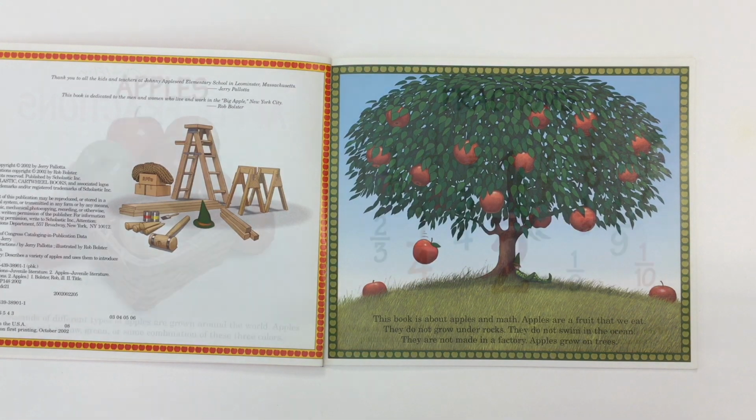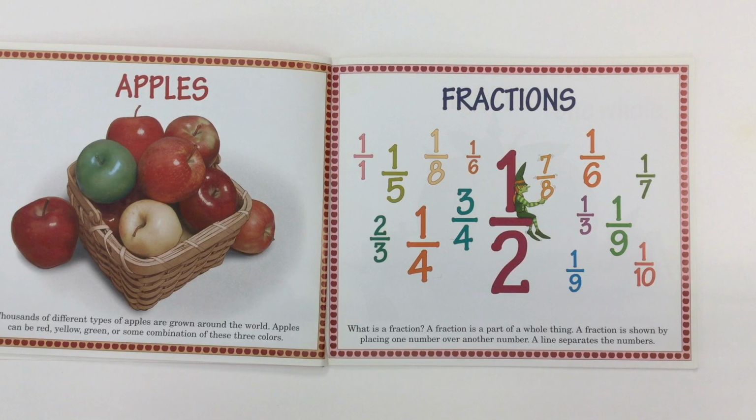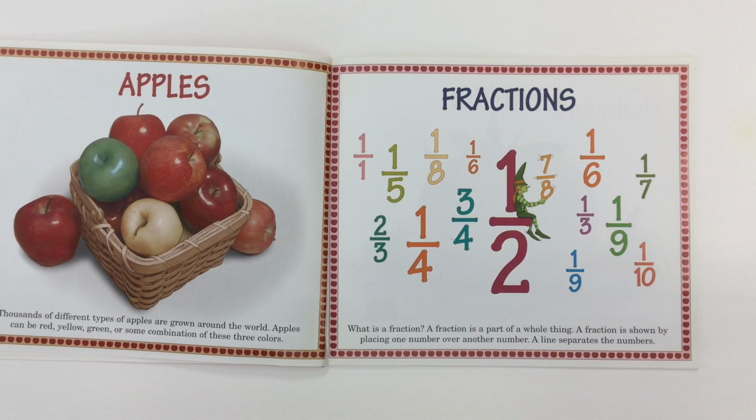Apples. Thousands of different types of apples are grown around the world. Apples can be red, yellow, green, or some combination of these three colors. Fractions. What is a fraction? A fraction is a part of a whole thing. A fraction is shown by placing one number over another number, and a line separates the numbers.